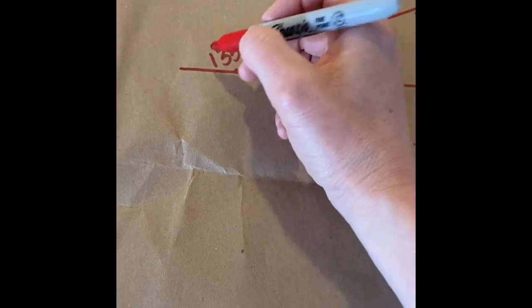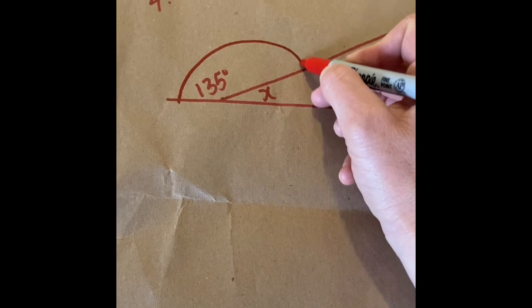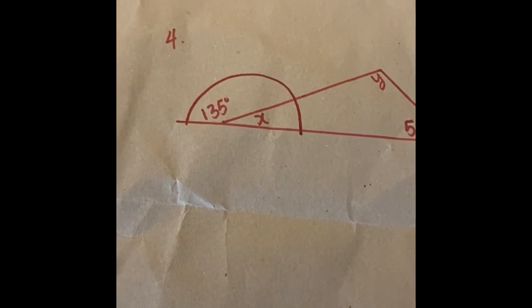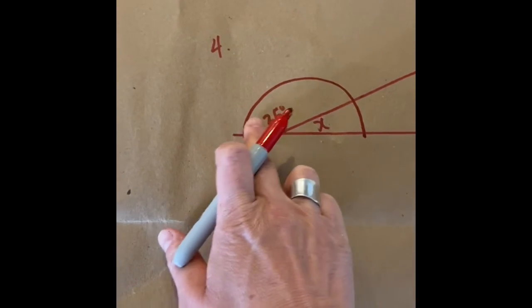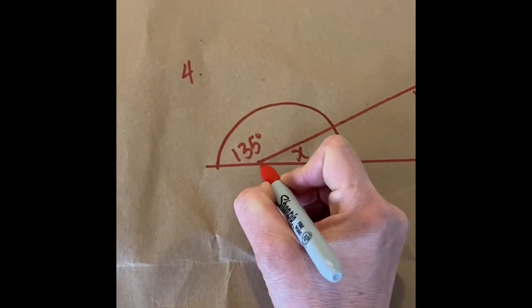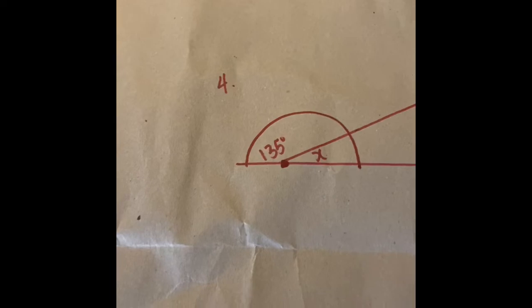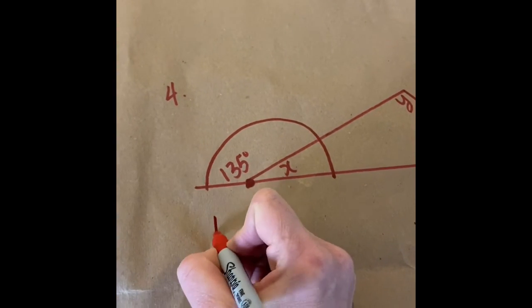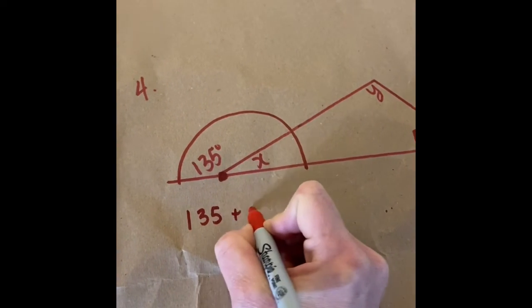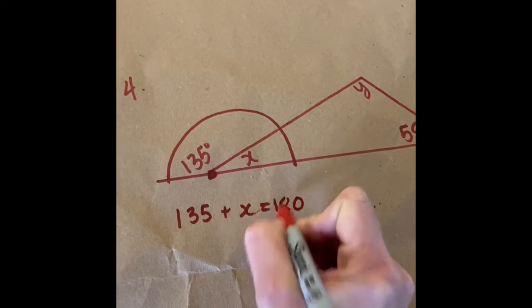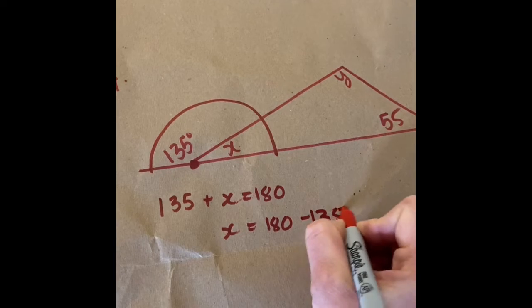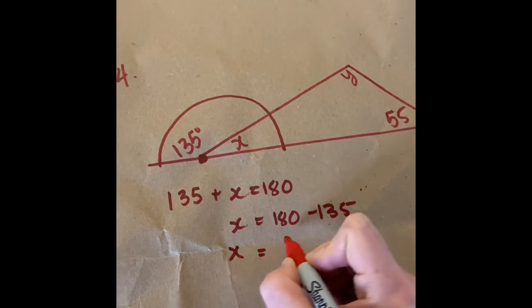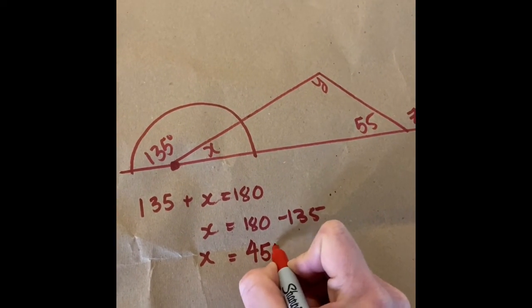So here I am, I'm drawing my protractor. And when I draw my protractor, I can tell that those 2 angles together, these 2 angles that are centered around that point, add up to 180. So 135 plus x adds up to 180. That means that x is equal to 180 minus 135. That means, let's hope my mental math is better this time, x is 45 degrees.